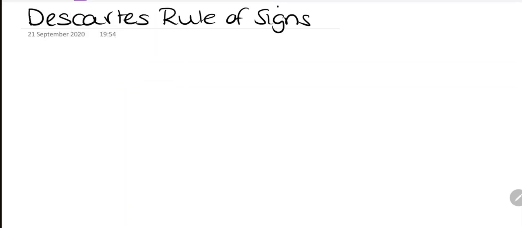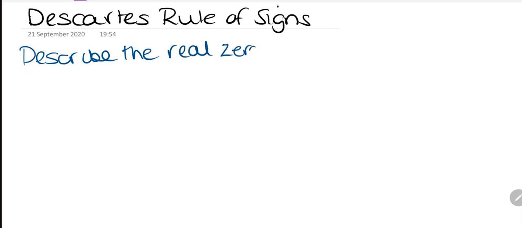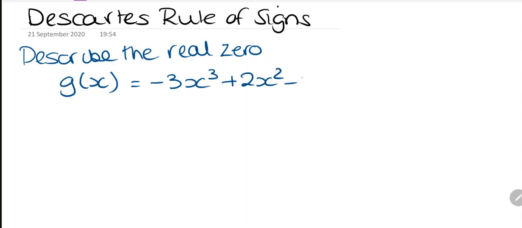So Descartes' rule of signs. It asks us to describe the real zeros. We do this by looking at the change in the signs. So we have a question, g of x, a function: minus 3x cubed plus 2x squared minus x minus 1.